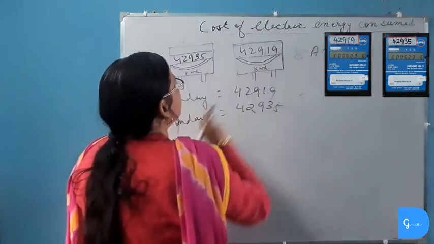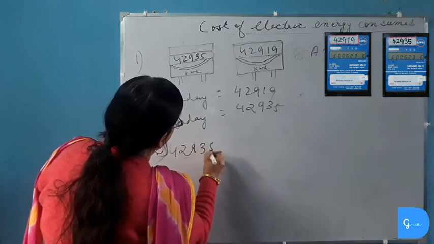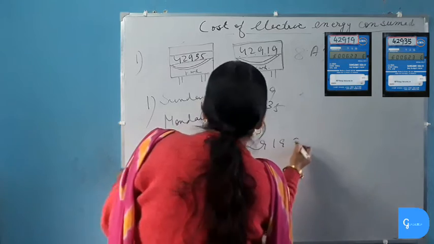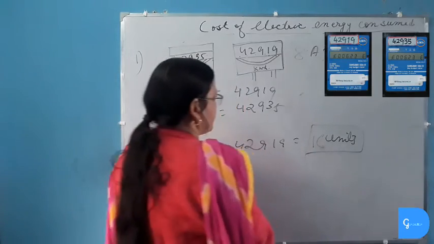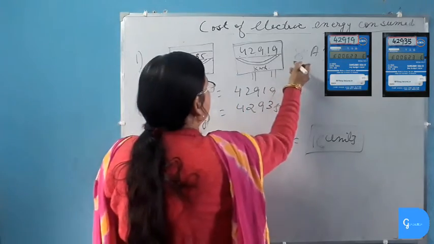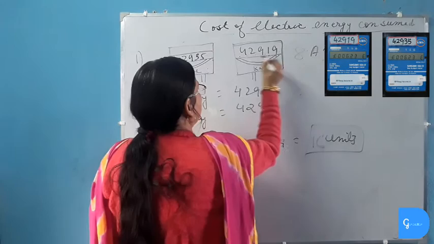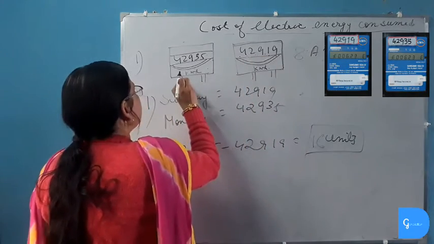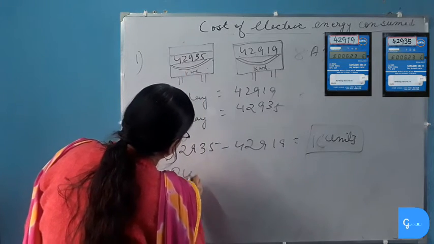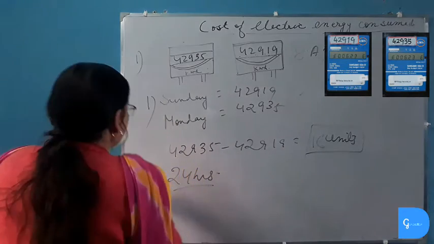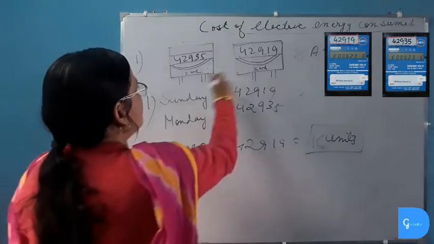So what is the difference in the unit? We will find the difference now. 42935 minus 42919 is equal to 16. So the difference in meter reading is 16 unit. Now what is the time interval? Time interval between Sunday's reading and Monday's reading is 24 hours, because on Sunday 8 am the meter reading was 42919 and on Monday 8 am the meter reading was 42935. So time interval will be 24 hours. Now if the cost of 1 unit is rupees 5, so what is the cost of the unit that was used in 24 hours?